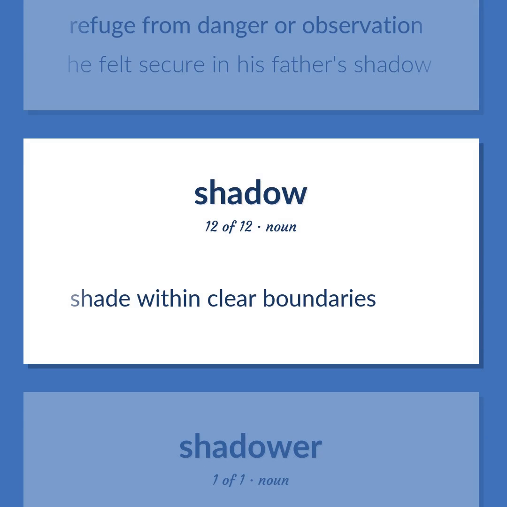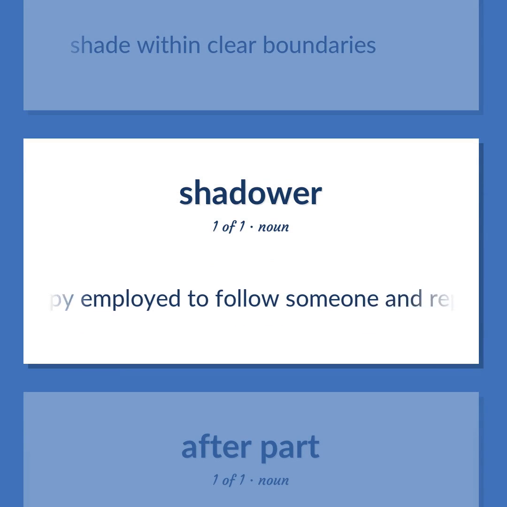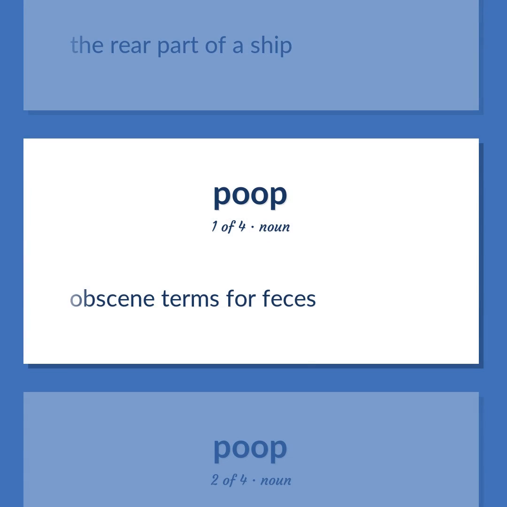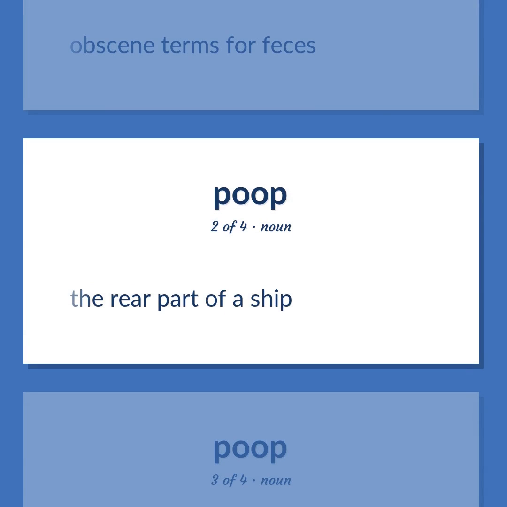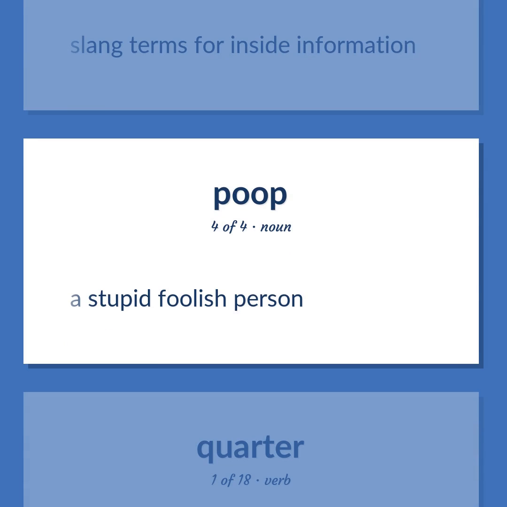Shade within clear boundaries. A spy employed to follow someone and report their movements. The rear part of a ship. Obscene terms for feces. The rear part of a ship. Slang terms for inside information. A stupid, foolish person.